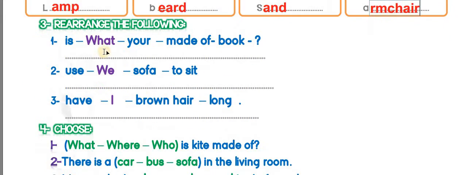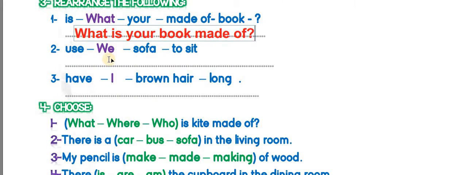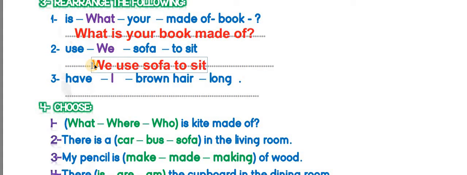يلا نحل بعدها. What is your book made of? كتابك مصنوع من ايه؟ What is your book made of? We use sofa. احنا بنستخدم السوفا ليه بقى؟ To sit، لكي نجلس عليها. We use sofa to sit.